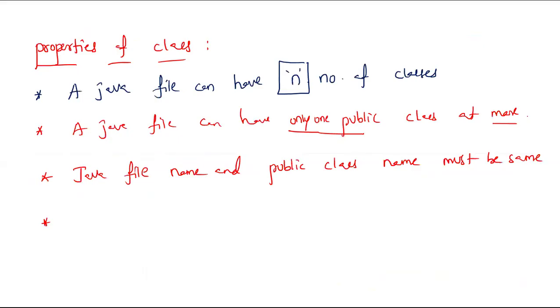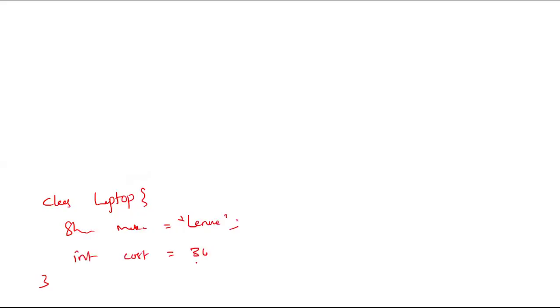So for example, if I take a class, say a laptop class, and inside this one, I'll take one string, some make equals some make, then followed by some int cost equals some value. That's it. So here, what do we have?